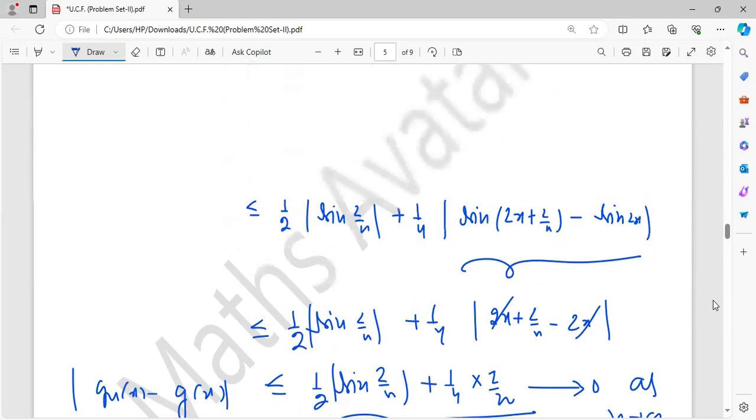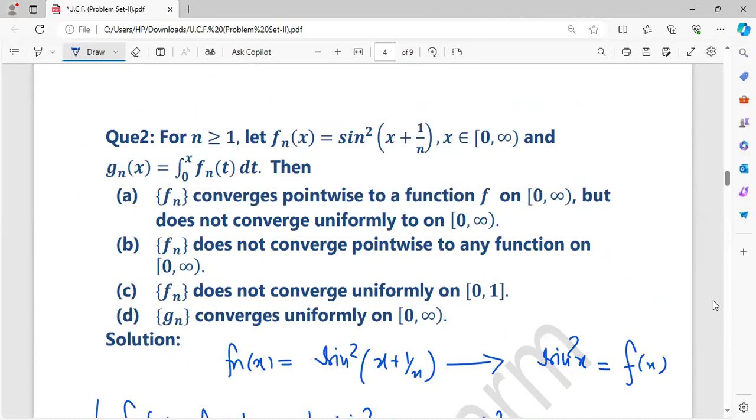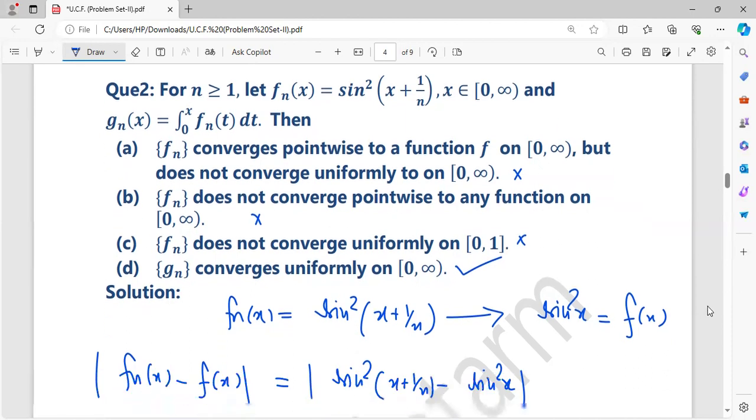Now see which option is correct. Fn converges pointwise to a function f, but does not converge uniformly on this interval. So this is false, because fn converges uniformly. Fn does not converge pointwise to anything. This is wrong. Fn does not converge uniformly. This is also not correct. So fn converges uniformly. Oh, sorry, gn converges uniformly. So option D is correct.